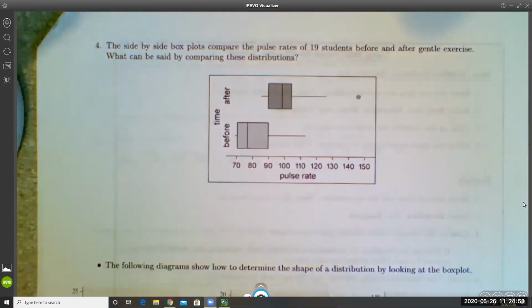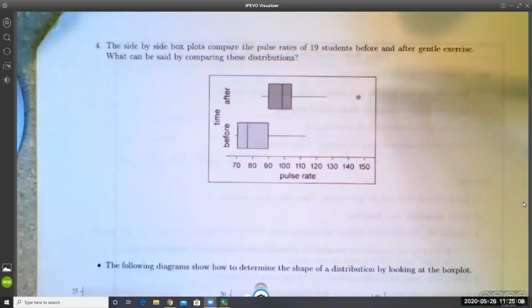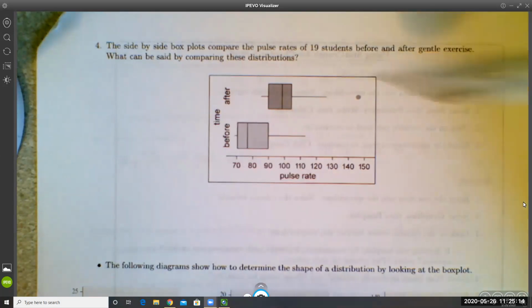Let's make sure that we can read these graphs. If we can make the graphs, that's great, but we should also be able to make sense of them. If you were to encounter a box plot somewhere in some kind of research that you're doing, you need to know how to read them. So here we have a side-by-side box plot. These side-by-side box plots compare the pulse rates of 19 students before and after gentle exercise. What can be said by comparing these distributions?